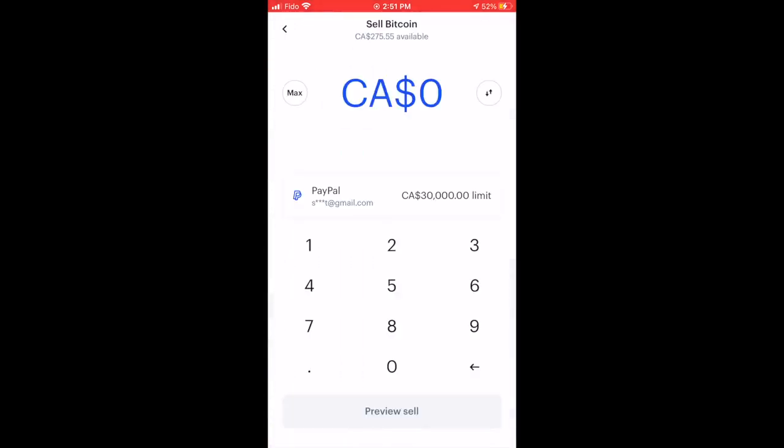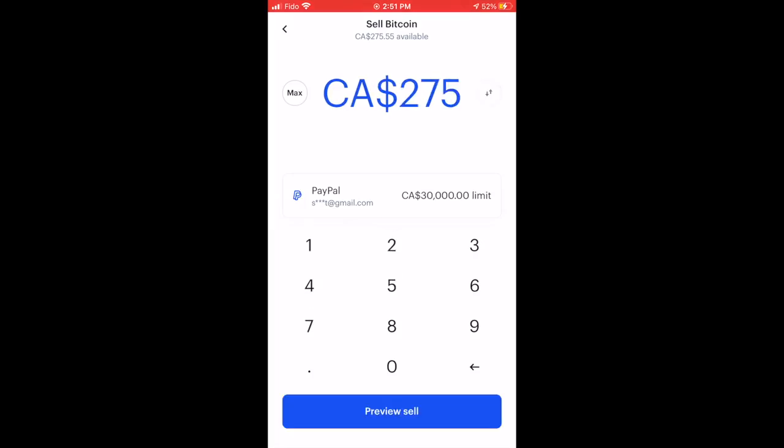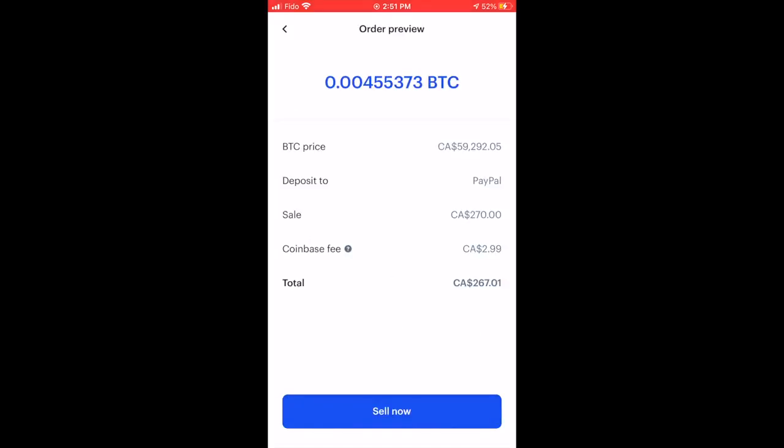And then now you can just put in the amount that you want to sell. So it says I have available $275.55 to sell. So I'm going to click on that. And then I'm going to put that number in. And then I'm going to click preview sell. And then here it gives me all the information I need. It tells me how much I have to pay for the fee, because you always have to pay a fee when you buy and sell Bitcoin. But if I did want to sell it, all I have to do is click on sell now, and that would basically be it.